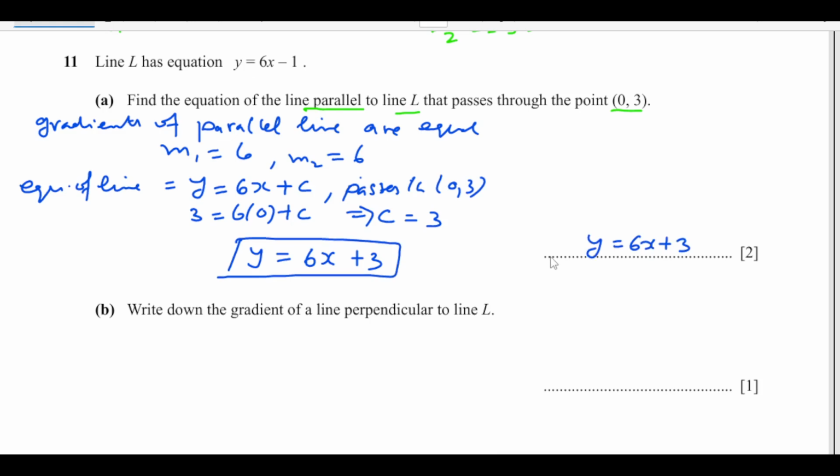Okay. Now write down the gradient of the line perpendicular to this. When lines are perpendicular, we have the formula m1 times m2 is minus 1. So m1 is 6 and m2 is going to be minus 1, then m2 is negative 1 over 6. Very easy question, just a 1 mark question, negative 1 over 6.